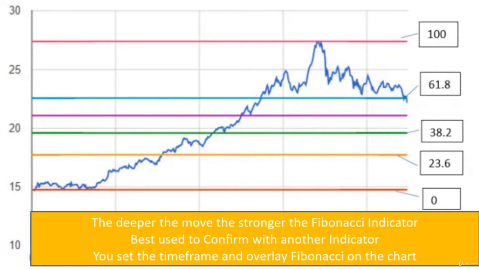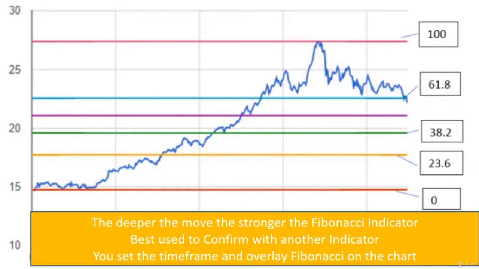So there's a better chance that it's going to break through a 23.6 level going upwards than it would, let's say, through a 61.8. By the same token, if it's coming down off that top near that 100, and it's coming down to that 61.8, there's a better chance it's going to break through 61.8% going downward versus, let's say, going on down to 38.2.